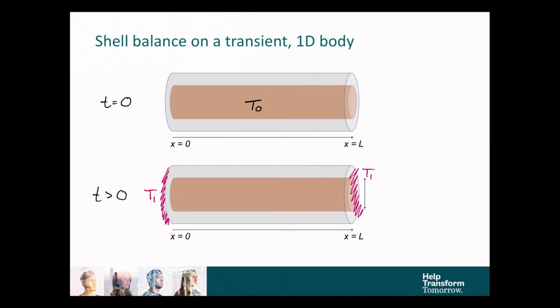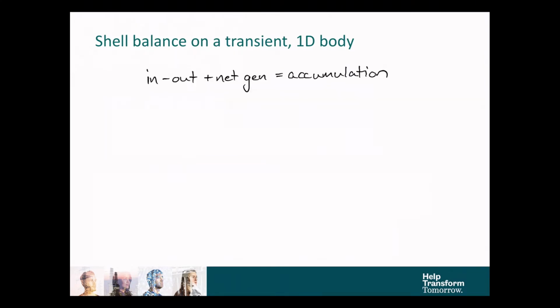So that's the situation. And it's a transient problem because at time 0, when you apply those two temperature sources on either end, the temperature in the middle of the rod is going to start to slowly change as it warms up. We'll assume that T1 is greater than T0. Okay, so how do you model this?